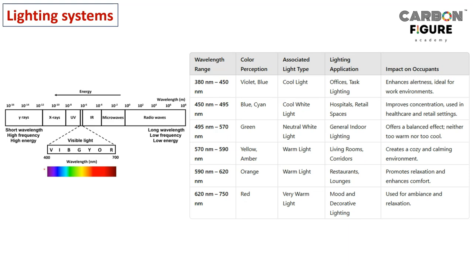Then at the other edge, the bandwidth around 620 nanometers would come under red color perception. It is a very warm light for mood and decorative lighting, and it can be used for ambience and relaxation, right?